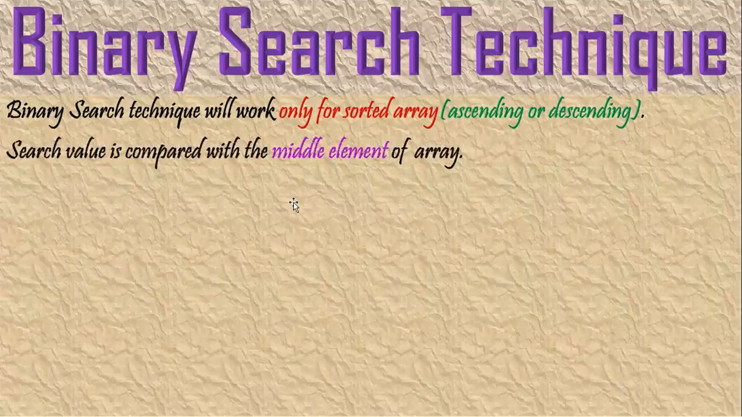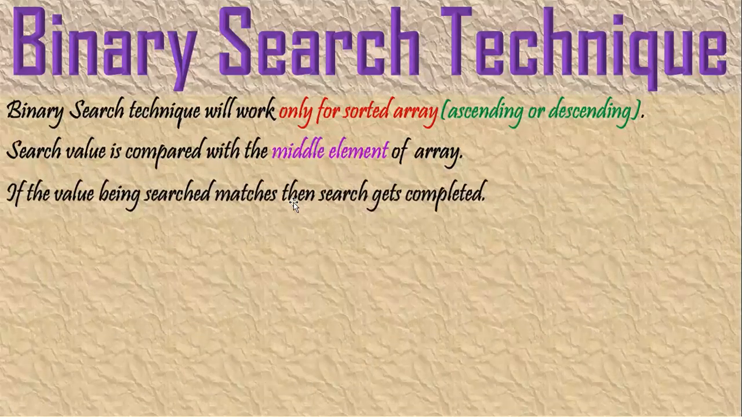In this type of search, the search value is compared with the middle element of the array. If the value matches the middle element, then the search is completed. If the match is not found at the middle element, again it will search with the middle element of the first half, otherwise the second half. It depends on the searching value and the sorting of the array.